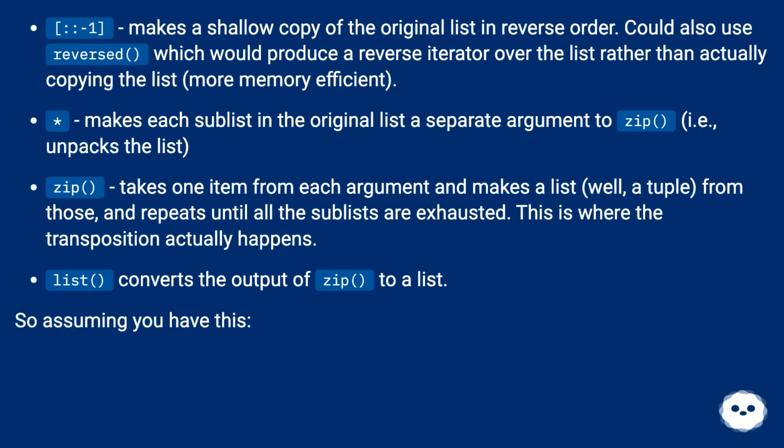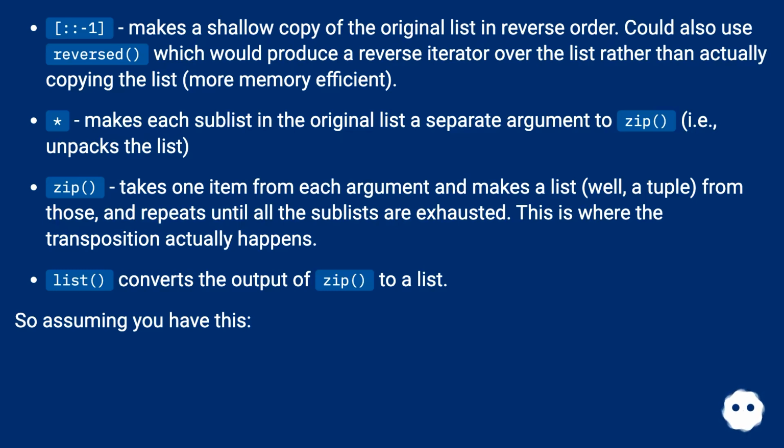[::-1] makes a shallow copy of the original list in reverse order. You could also use reversed, which would produce a reverse iterator over the list rather than actually copying the list, more memory efficient. The asterisk makes each sublist in the original list a separate argument to zip, i.e., unpacks the list. Zip takes one item from each argument and makes a list, well, a tuple from those, and repeats until all the sublists are exhausted. This is where the transposition actually happens. List converts the output of zip to a list.